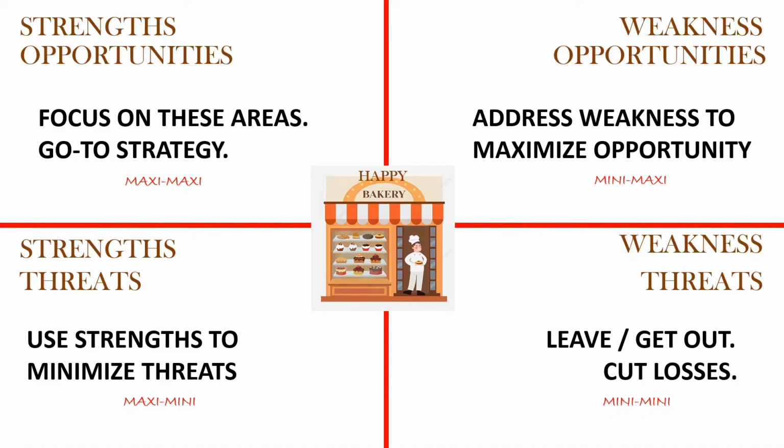You have strengths and opportunities, known as the maxi-maxi model: maximize strengths, maximize opportunities. You have strengths and threats, which is the maxi-mini: you maximize the strengths while minimizing the threats. You have the mini-maxi, which is weaknesses and opportunities: you minimize the weaknesses by maximizing opportunities. And then of course you have the mini-mini, where you minimize weaknesses and minimize threats. All right, so those are the ways to strategize.